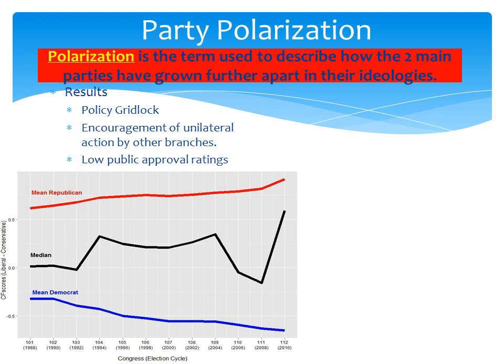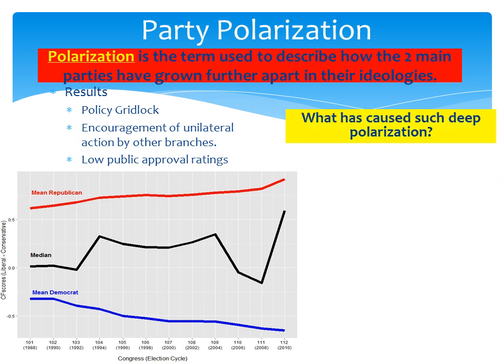It's also encouraged the president and the judicial system to take more unilateral action since they can't rely on Congress to get things passed. It's also led to extremely low public approval ratings when it comes to their members of Congress. So, what has caused such deep polarization in recent years? There are three main reasons that we believe polarization has set in so badly.